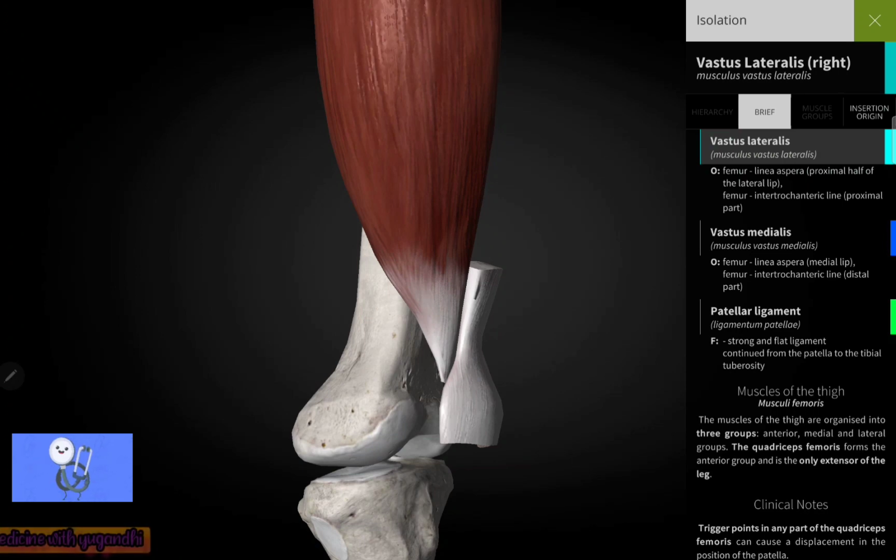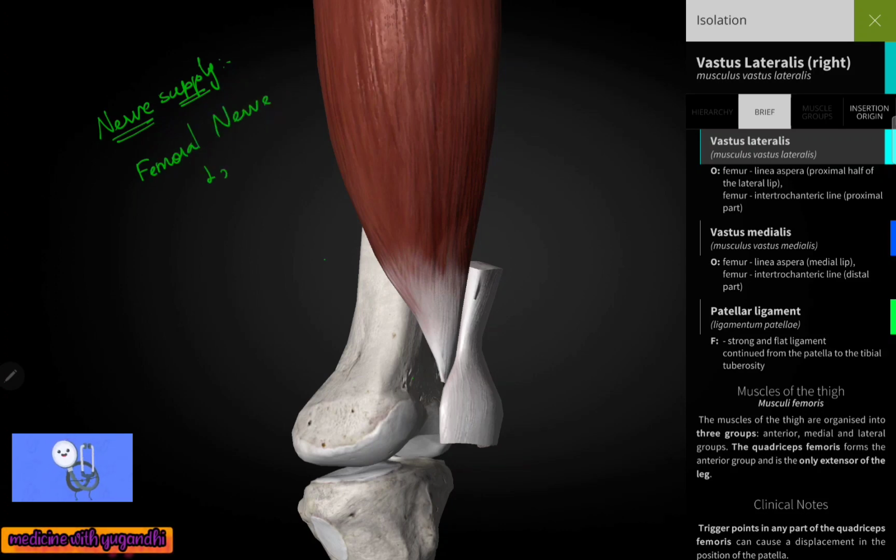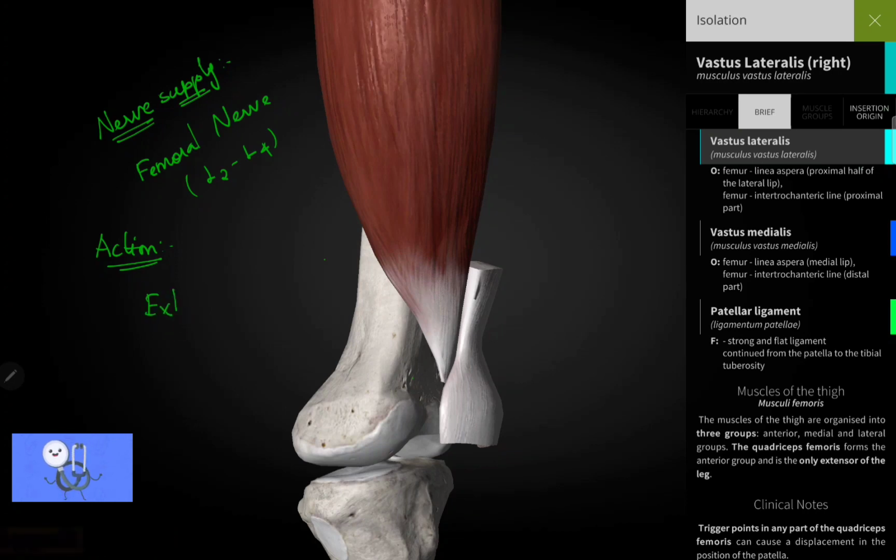Then coming to the nerve supply, as I already said, all the muscles of the anterior compartment of the thigh are supplied by the femoral nerve, having root value L2 to L4. Coming to its action, like the other two vasti muscles, this muscle also helps in the extension of the knee joint.